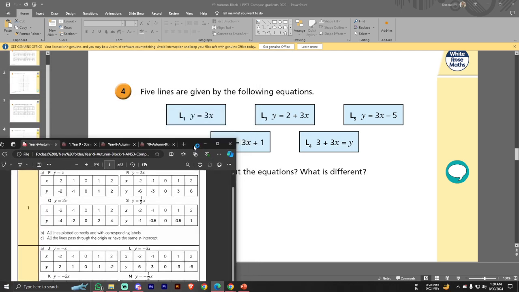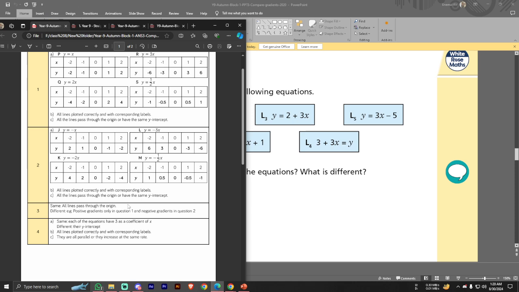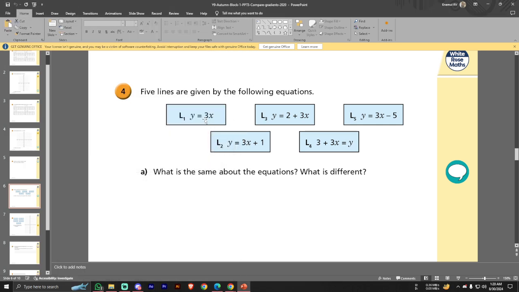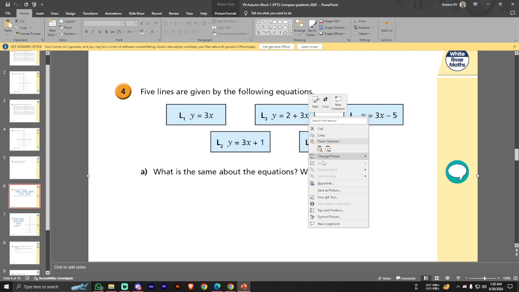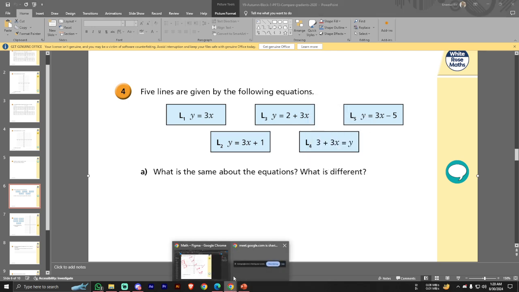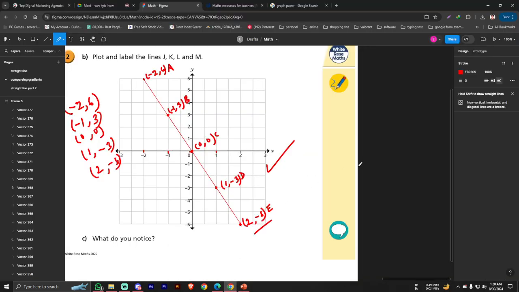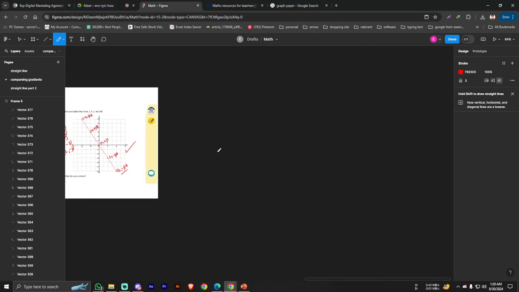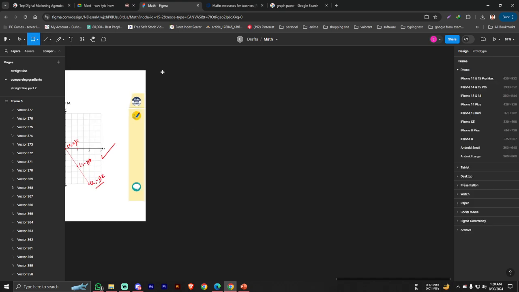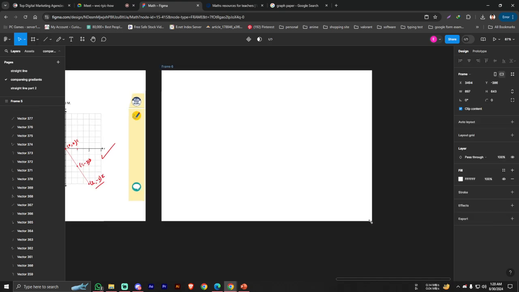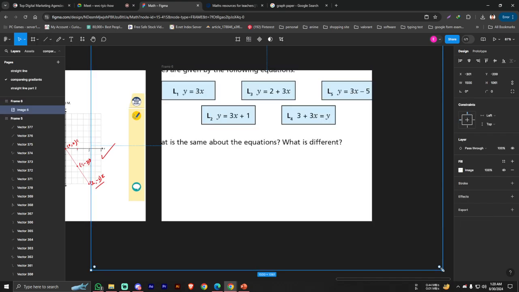Do you understand what they're saying in question number 4? Not really, sir. Can you explain it? Okay. Firstly, take this equation. What do you see in common? Do you understand the coefficient? What's the coefficient?